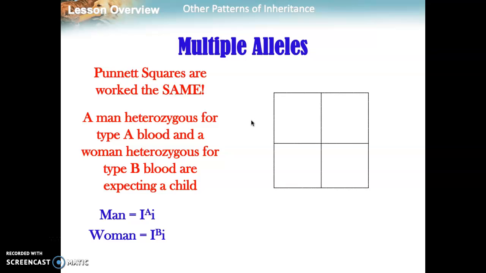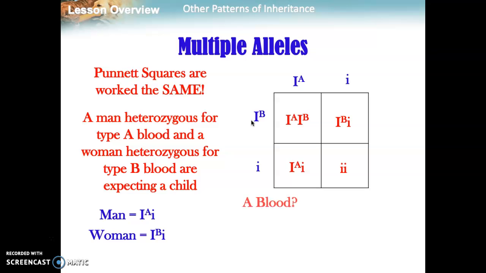And then we set up our Punnett square. We set the man up top. We set the woman on the side. We put them together. You'll see this first one has an A allele and a B allele coming together. We have a B allele with an O. We have an A allele with an O. And we have a little i with a little i.